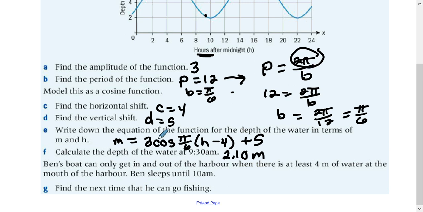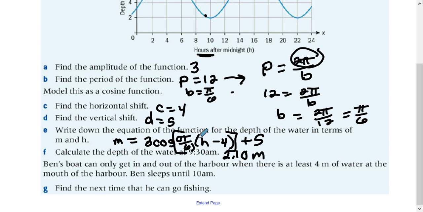Second thing to check is when you type this into your calculator, the cosine is taking all of this. So technically there's an extra set of parentheses here, and you have to be careful because of this fraction. So when you type into your calculator, 3 cosine, a parenthesis opens. Open up another parenthesis, and then do pi over 6. Those are parentheses around it. Open up another parenthesis, h minus 4.